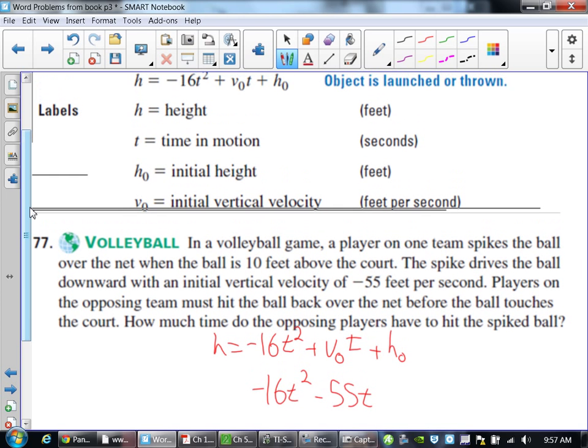Why is it t at the end? Because that's what you're solving for. t is the time that we're looking for. But why is it 55 t? Because initial velocity times time. Oh, okay. And now the last part there is what was the initial height it was hit from? 10 feet.